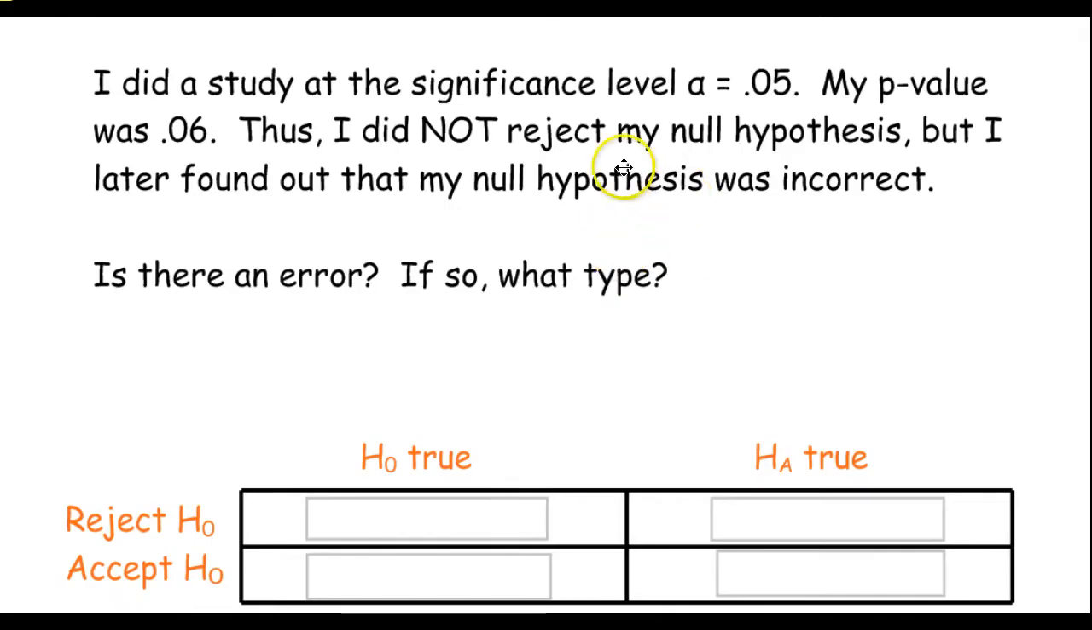So let's do one quick example with that. I did a study at the significance level alpha is 0.05. My p-value is 0.06. So 0.06 is greater than 0.05. You would fail to reject. So I did not reject my null hypothesis. However, I later found out that the null hypothesis was incorrect. Did I make an error? Yeah, I failed to reject something that was not a correct null hypothesis. So I would say that the null was not true, the alternative was true. I failed to reject, I made a type 2 error.